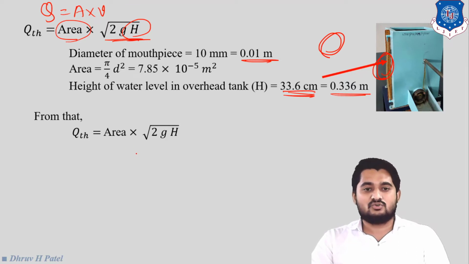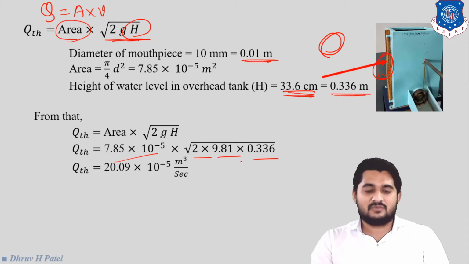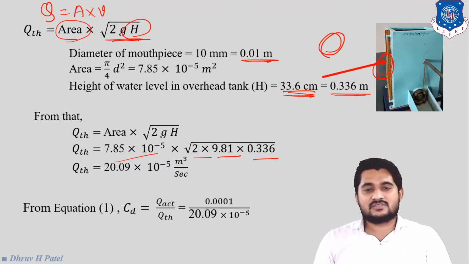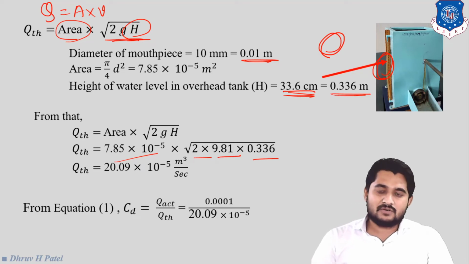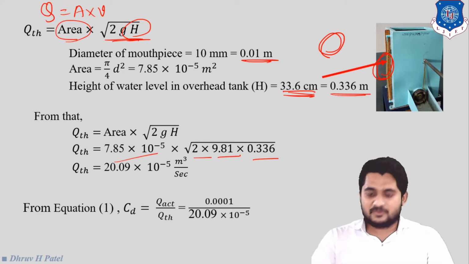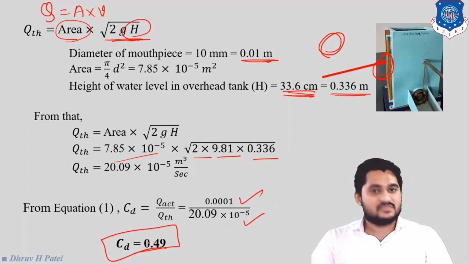into under root 2gh. So area, and under root 2 into g, 9.81, and the value of h will be 0.336. So our Q theoretical will be 20.09 into 10 raised to minus 5 meter cube per second, right? So from the equation of coefficient of discharge, we can easily say Q actual by Q theoretical is CD. If we put the value of Q actual and Q theoretical, we can find CD is equal to 0.49, right?